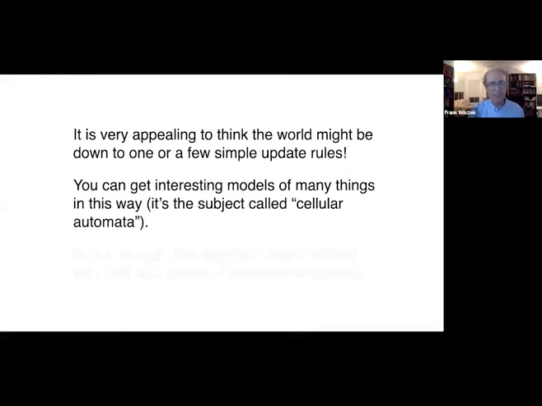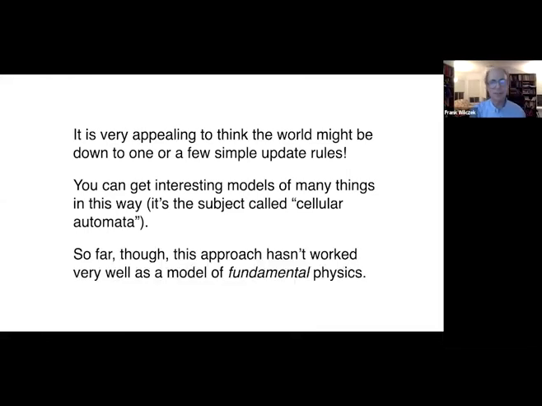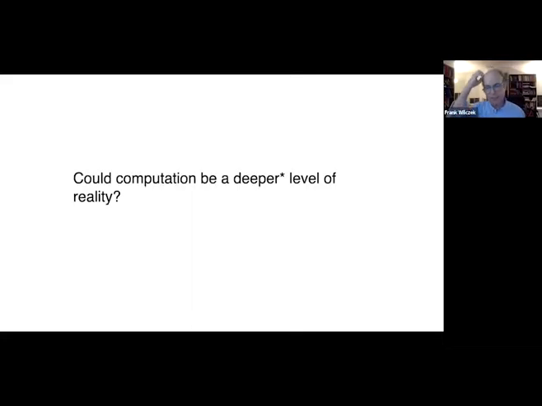However, so far, this approach hasn't worked very well as a model of fundamental physics, despite efforts of some very bright people. The reason is that the fundamental physics really uses heavily the idea of continuity of space and time and symmetry of different directions, and these things are just very, very difficult to mimic in cellular automata.